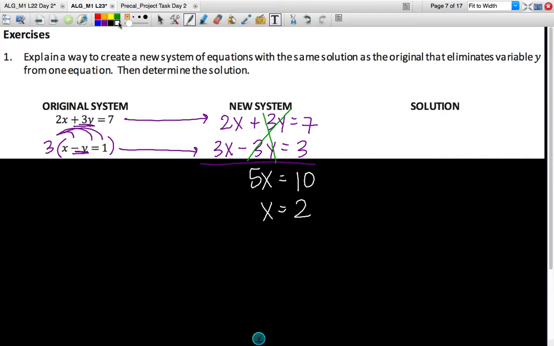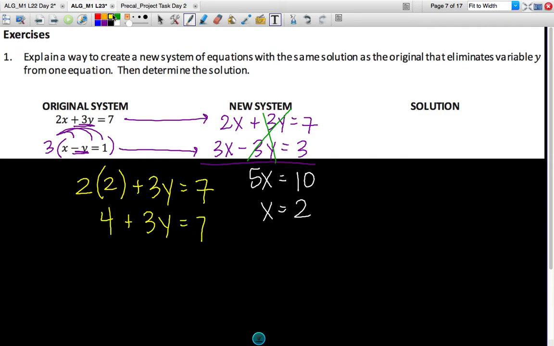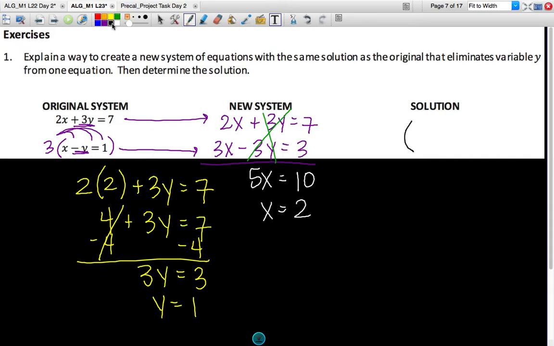And now I'm going to plug 2 in for x in either one of the original equations. So 2 times x, so 2 times 2, plus 3y equals 7. 2 times 2 is 4, plus 3y equals 7. Subtract 4 on both sides, and I'm left with 3y equals 3. So y equals 1. And so I would write my solution as x, which is 2, 1.